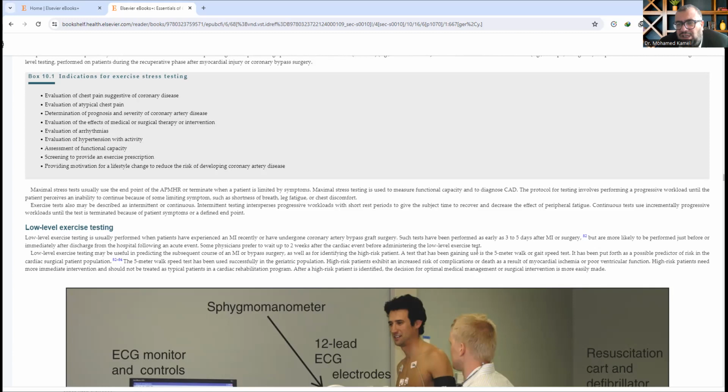However, continuous tests usually incrementally, progressively increase the workloads until the test is terminated because of patient symptoms or a defined endpoint. So now we have compared a submaximal to a maximal test, and we have also compared intermittent versus continuous modes of exercise testing. We have stated the indications for exercise testing, and at the same time the different modes or different equipment we can use for exercise testing.